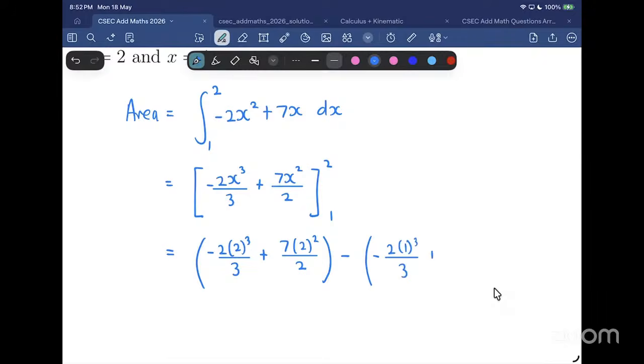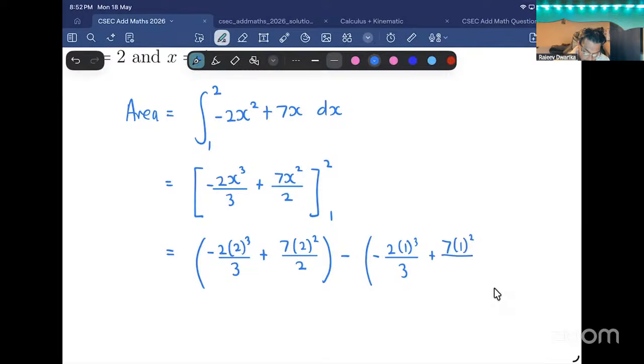Can I put all of this in my calculator, or do I have to do it in parts? You can plug the whole thing in if you want. Okay.